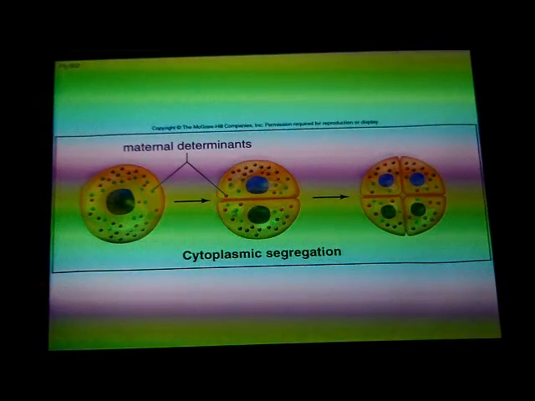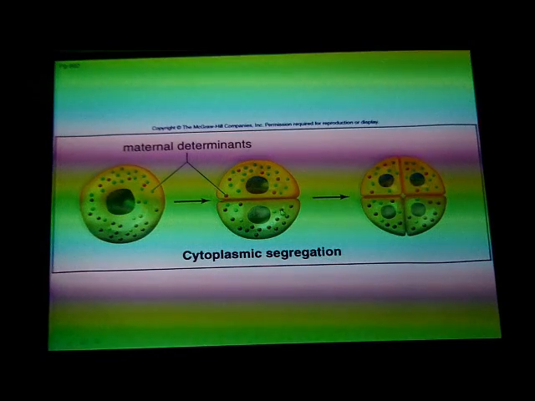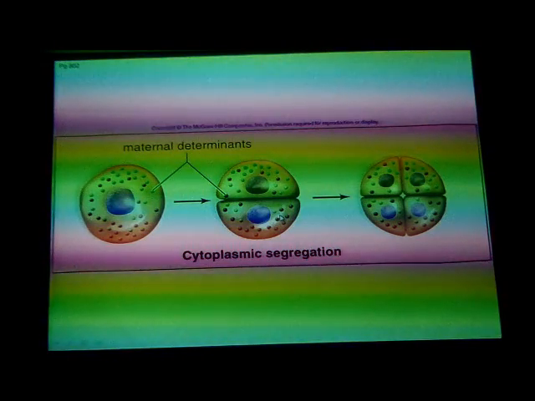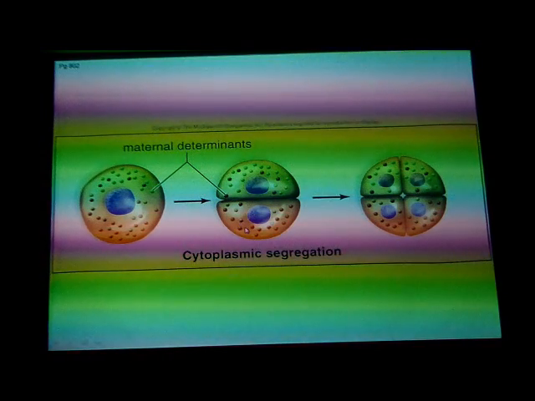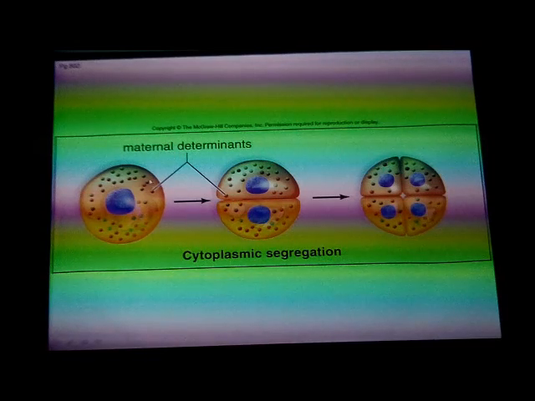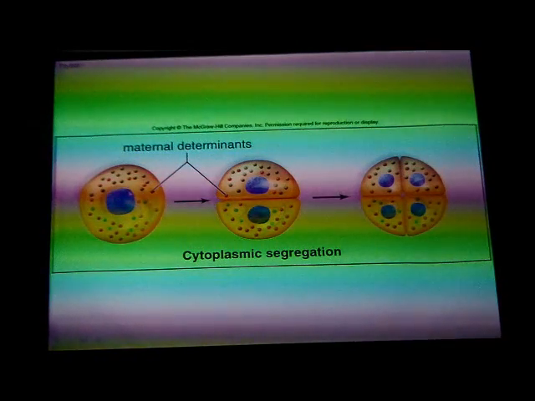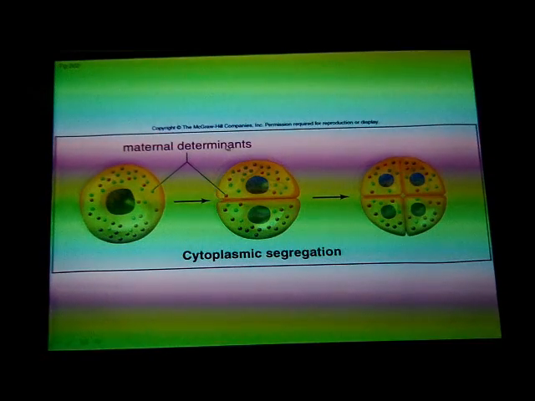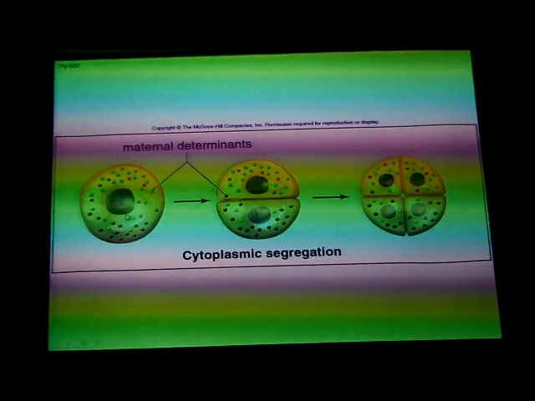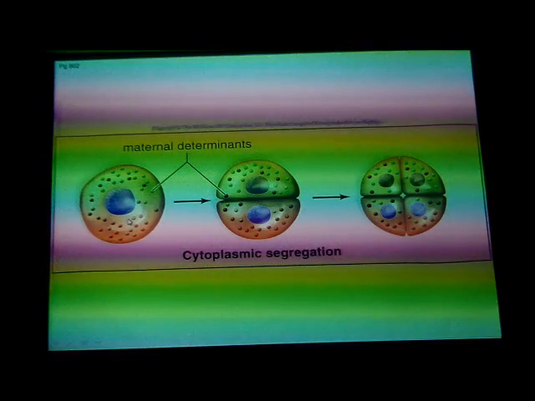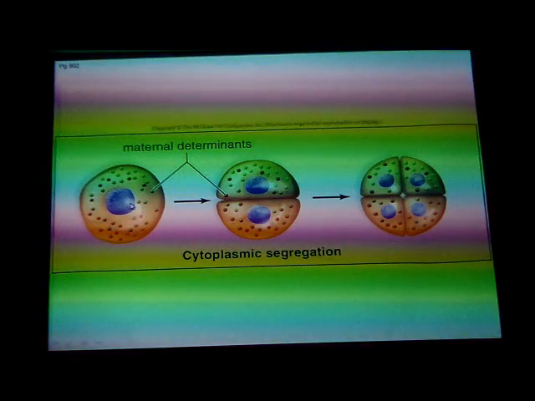On the bottom cell here, there are a lot of red dots in the cytoplasm. Those red dots are proteins. They represent proteins that were in the original cell. And they're calling these proteins maternal determinants. And these are proteins that were produced in the original zygote, in the original egg cell.